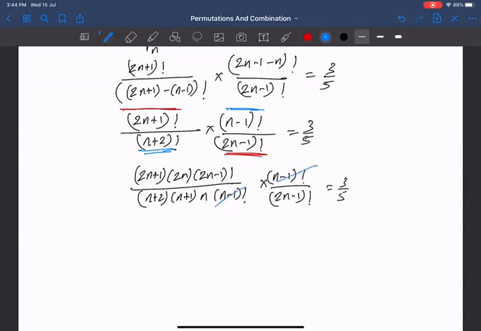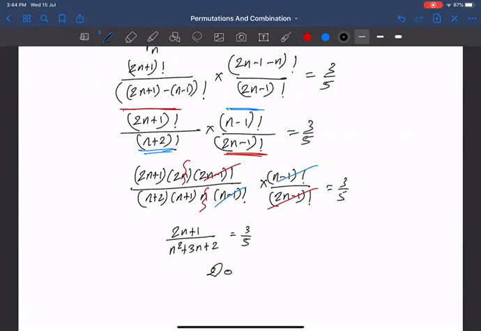So the blue guy will get cancelled with blue guy, red guy will cancel with red guy, and you get something very nice. You know, I can also cancel n and n. So I can cancel this n with this n here. Okay. So I'll get 2n plus 1 over n square plus 3n plus 2 is equal to 3/5.